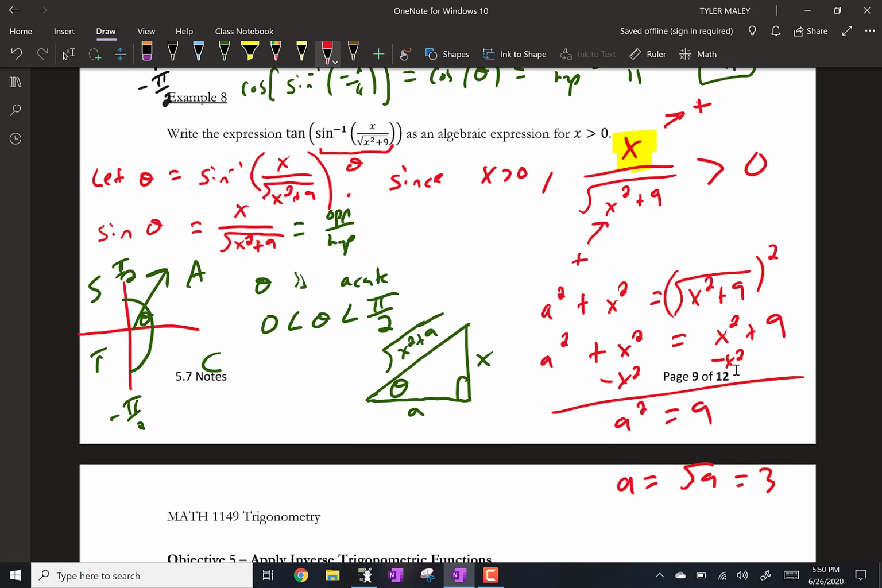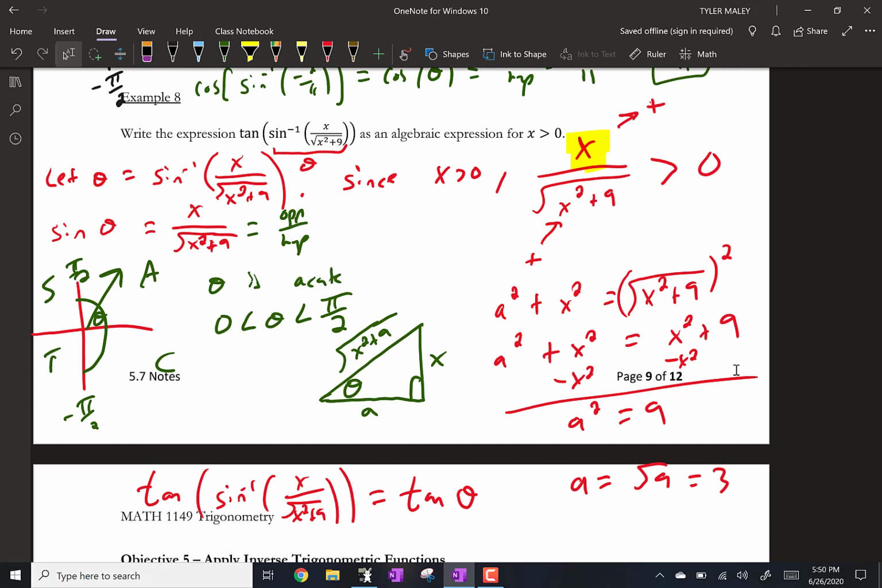So lastly, what we're trying to find: tangent of inverse sine of x over the radical x squared plus 9 is equal to tangent of theta, because the inside we let be theta. That would be the opposite over the adjacent, so that would be x over 3. So that's what we're after, x over 3.